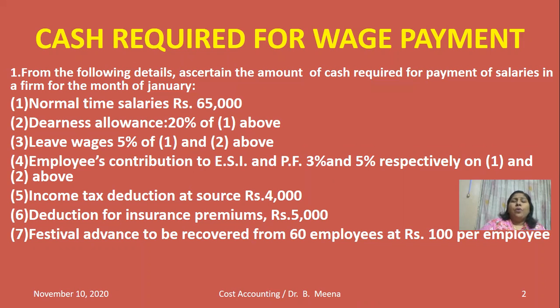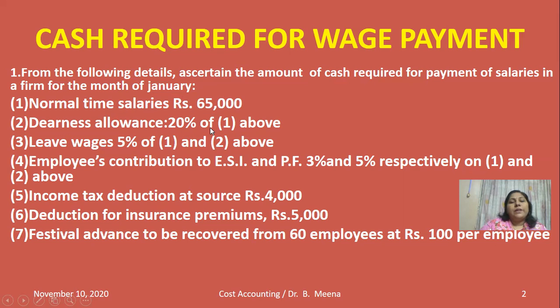Please make a note: for the calculation of cash required for wage payment, the employer's contribution, either PF or ESI, is to be ignored. Now look at this problem. From the following details, ascertain the amount of cash required for payment of salaries in a firm for the month of January. Normal time salaries is 65,000.